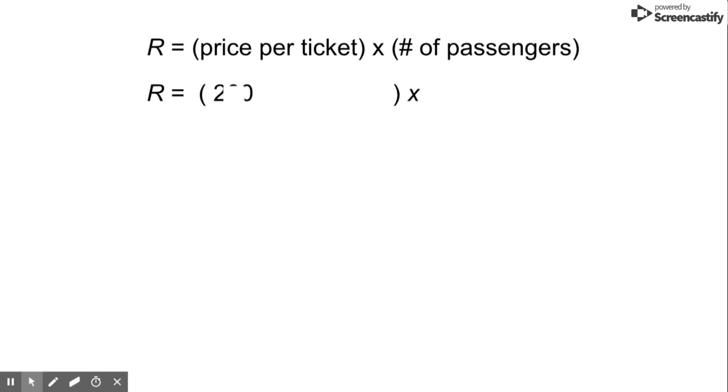So our price per ticket is going to be $200, and then we're going to subtract 2 times however many over 50 we have. In that case, we'd have to take our number of passengers, X, minus 50. That would tell us how many more than 50 we have. So that would be our price per ticket. We got our equation here.